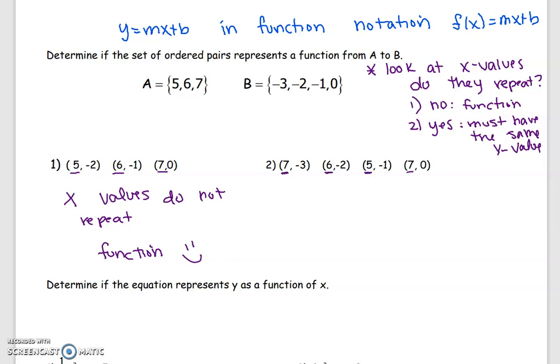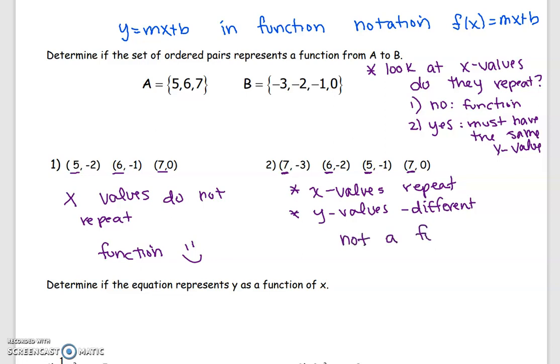7, 6, 5, 7. Uh-oh, we have 2 7s, but let's look at those 7s. So x values repeat. So we want to look at the y values. They are different. They have -3 and 0, which means no good. They shouldn't have different outputs for the same input. So this is not a function.